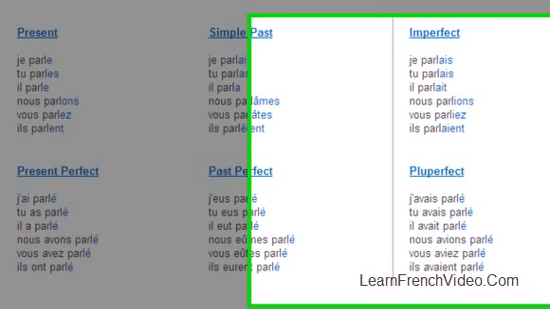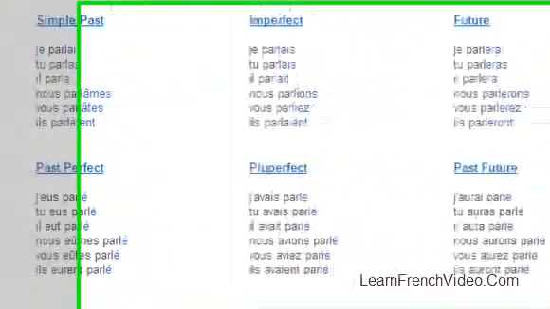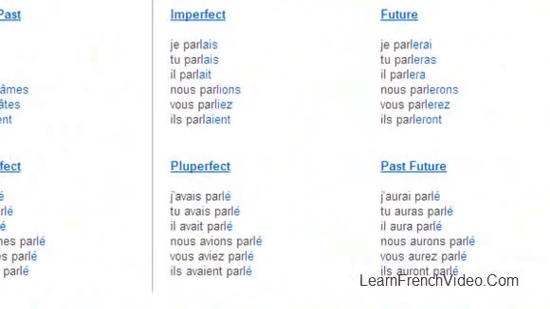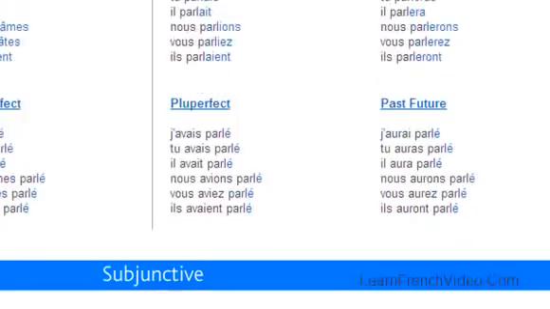Under that, pluperfect, basically, j'avais parlé, tu avais parlé, that would be the same as I had spoken, you had spoken. So you might use that from time to time. Future, you're going to use all the time. So je parlerai, tu parleras. So you're going to want to memorize that. Past future, j'aurais parlé, I will have spoken, tu as parlé. Don't really, you can learn that, but it's not really of utmost importance.